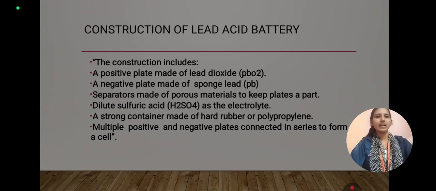Construction of a lead acid battery. The construction includes a positive plate made up of lead oxide PbO2, a negative plate made up of spongy lead Pb, separators made up of porous materials to keep the plates apart, dilute sulfuric acid H2SO4 as the electrolyte, a strong container made up of hard rubber or polypropylene, and multiple plates, positive and negative, connected in series to form a cell and increase the voltage.